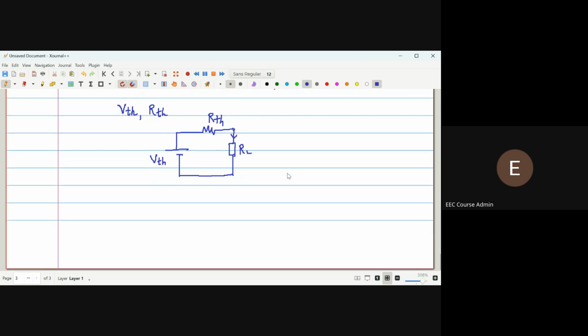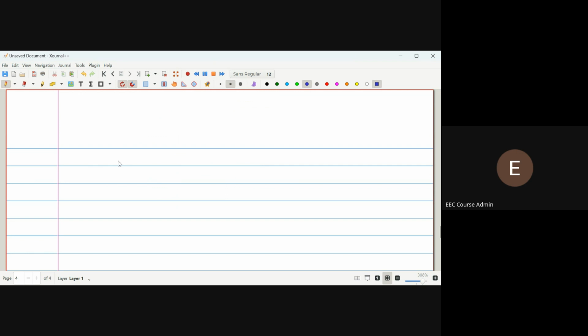So again, source transformation is there. The source transformed version of this Thevenin equivalent circuit will be here, the Norton equivalent circuit. That is, you will have a Norton current IN and the Norton resistance RN connected across the load.